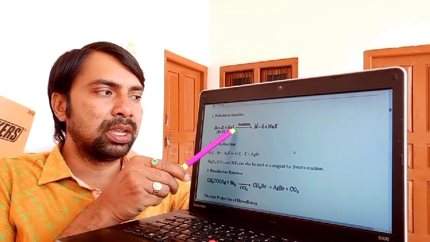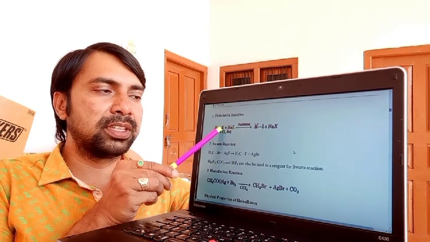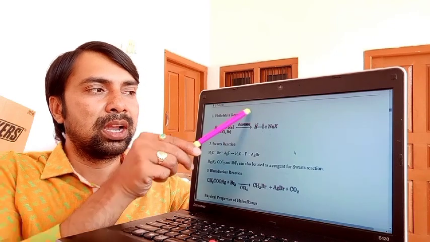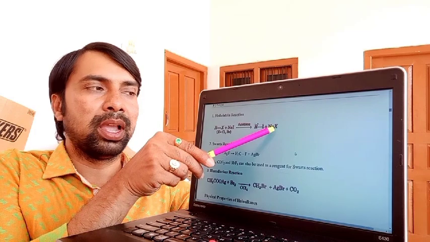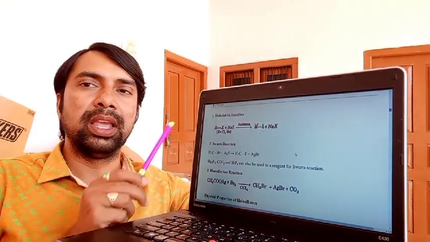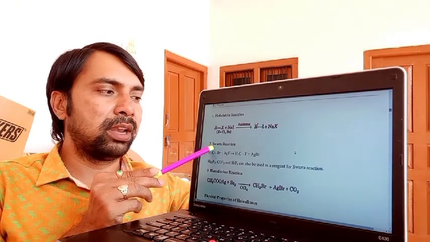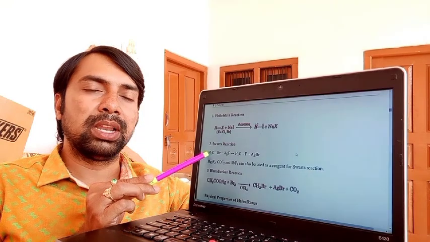In this, what happens? The halogen exchange takes place. The iodide replaces the halogen, and the halogen goes back to the sodium, so we get the sodium halide. So this is the Finkelstein reaction. Next, the second important halogen exchange method, that is the Swarts reaction. So in this Swarts reaction, what happens?